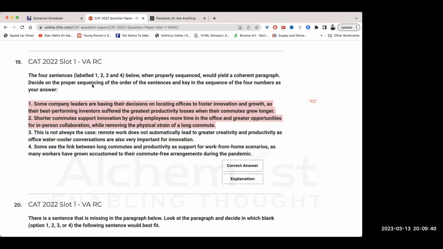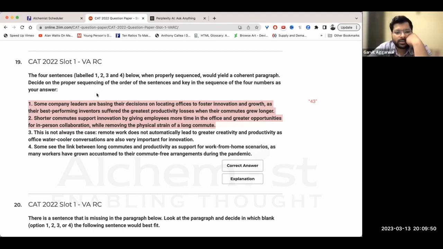मतलब पहले एक प्रॉब्लम बता रहे हैं कि ज्यादा कम्यूट होती है तो प्रोडक्टिविटी लॉस होता है. Then they are giving the answer to it, कि शॉर्टर कम्यूट्स होगी तो इनोवेशन ज्यादा हो जाएगी. चलो ठीक है, in that sense, ठीक है, make sense. 2-1 होता तो गलत होता क्या?